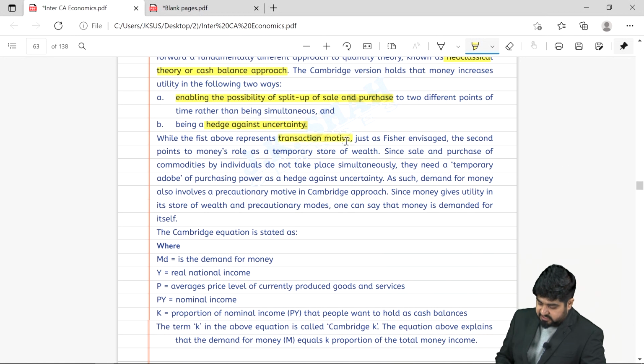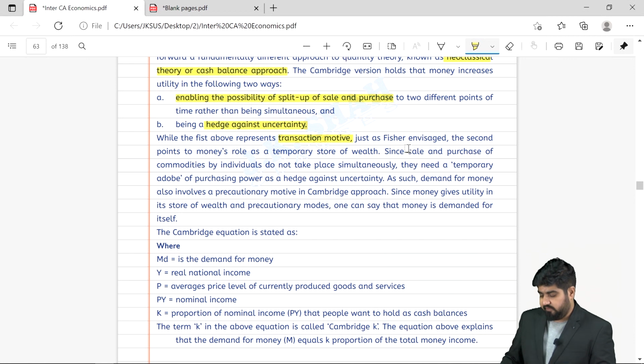First one represents transaction motive, that is more and more transactions can be done, and second one is more emphasizing on precaution. However, understand this, while the first one above represents transaction motive, just as Fisher envisaged, the second one is money's role as a temporary store of wealth. Since sale and purchase of commodities by individuals do not take place simultaneously, that means there will be temporary abode of purchasing power as a hedge against uncertainty. That means if you want to buy or sell later on, like you want to store money, then there is uncertainty level.